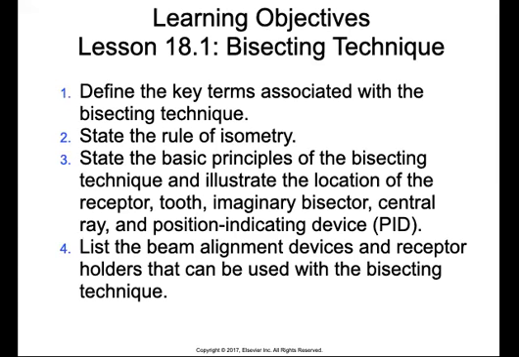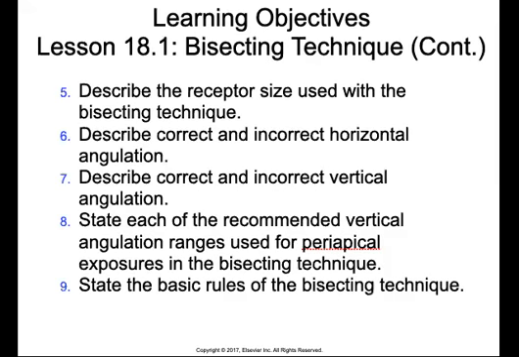We'll list the beam alignment devices and receptor holders that can be used with the bisecting technique. We'll describe the receptor size used with the bisecting technique, the correct and incorrect horizontal angulation, and the correct and incorrect vertical angulation. We'll state each of the recommended vertical angulation ranges used for periapical exposures, and we'll state the basic rules of the bisecting technique.